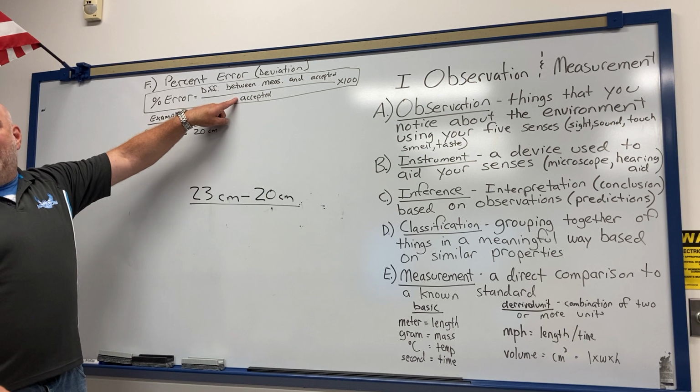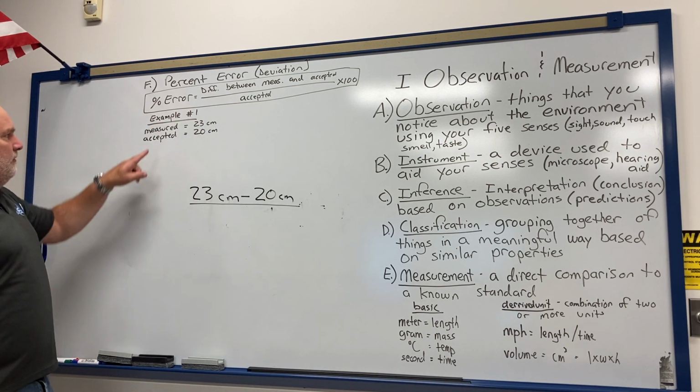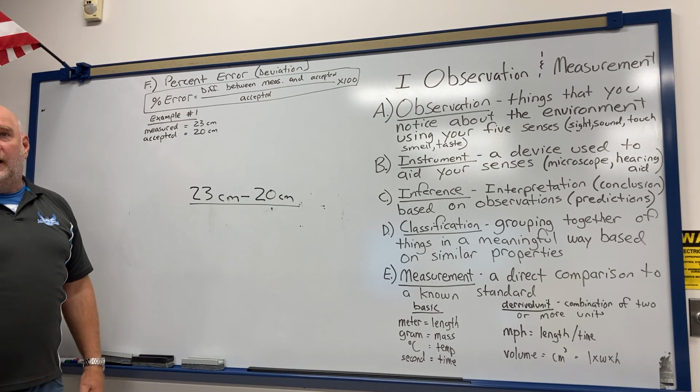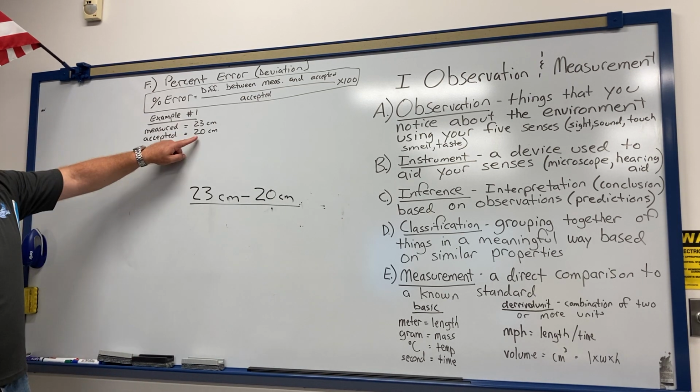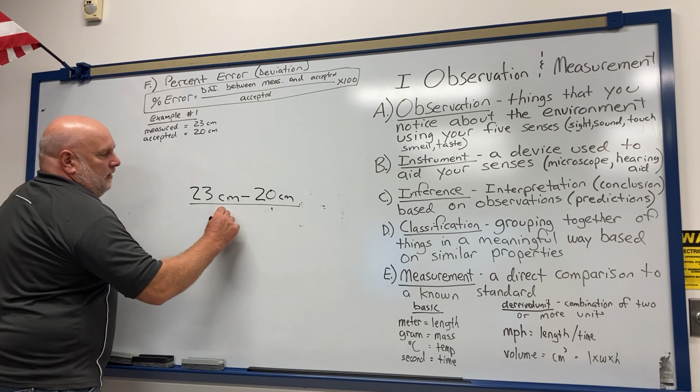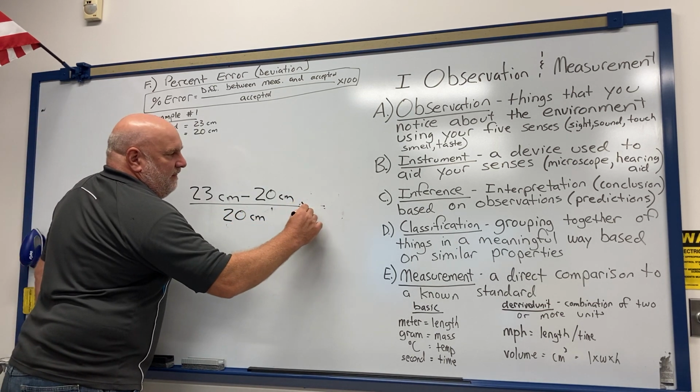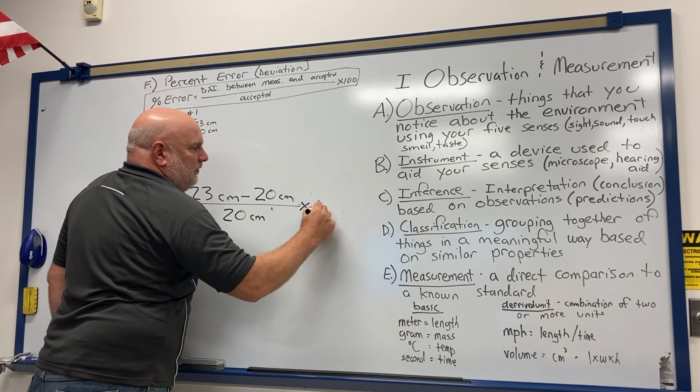The number that goes in the bottom is the accepted value, and that's the number that when I emailed the company, they told me it was exactly 20 centimeters long. So 20 centimeters goes on the bottom. And that whole thing is times 100.